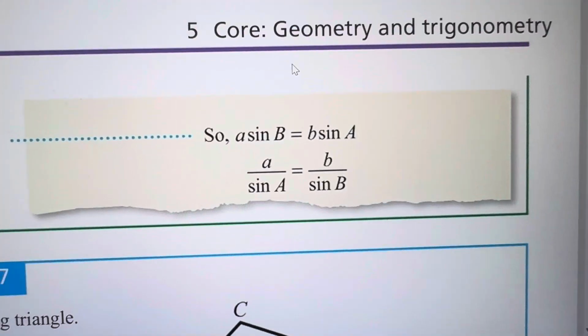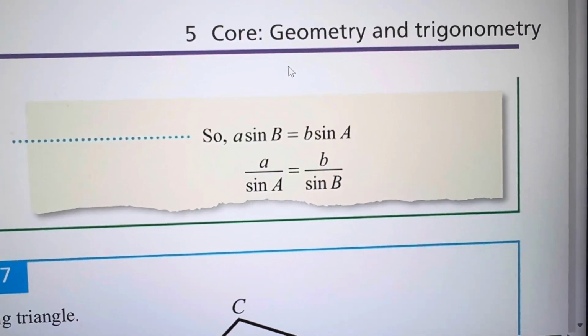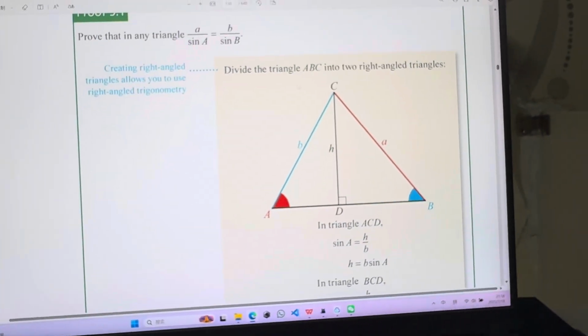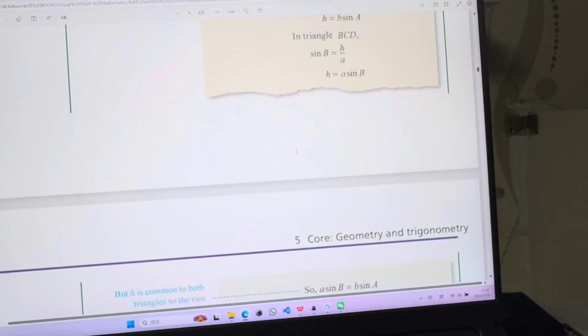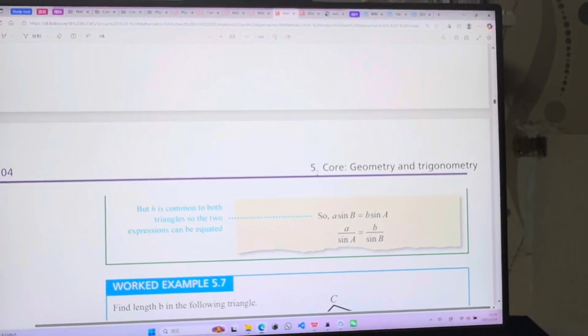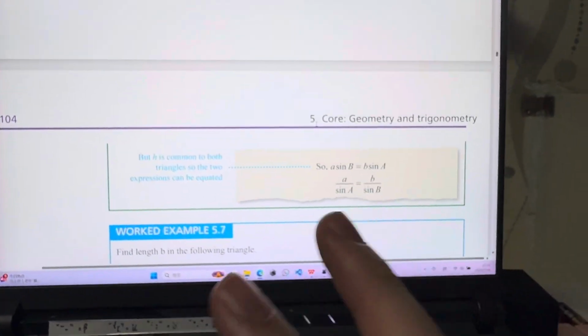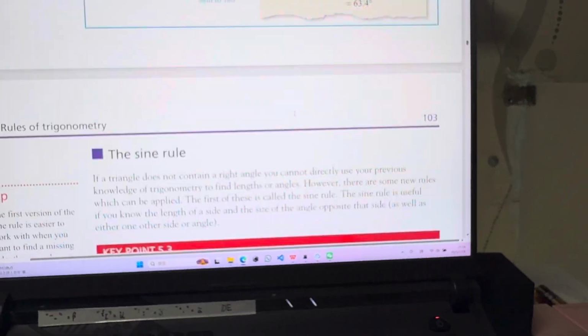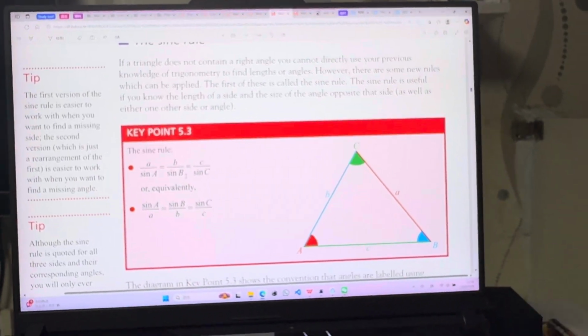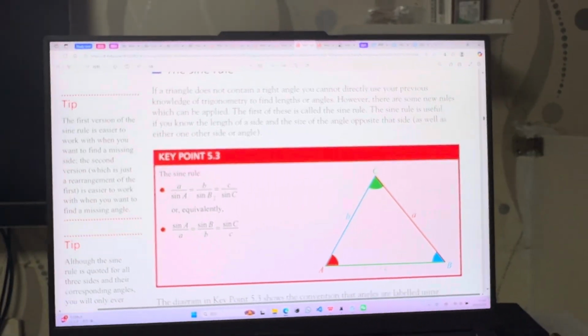Then we move everything a little bit. Then we get A over sine A is equal to B over sine B. And you can use the same way to prove that A over sine A equals C over sine C. So we put these three things together, then we get the sine rule: A over sine A equals B over sine B equals C over sine C.